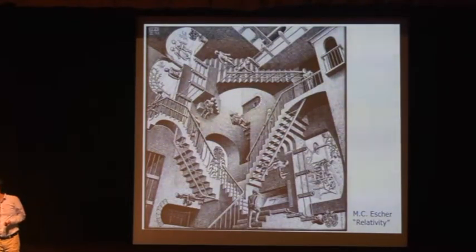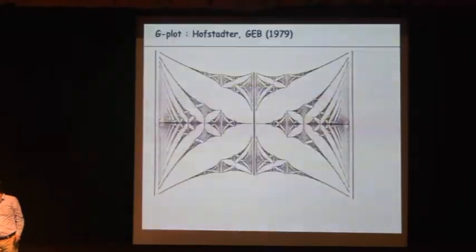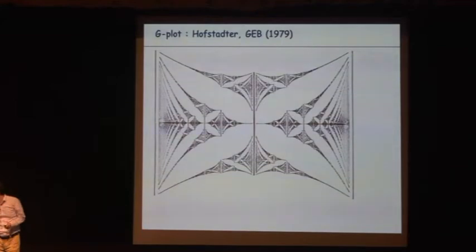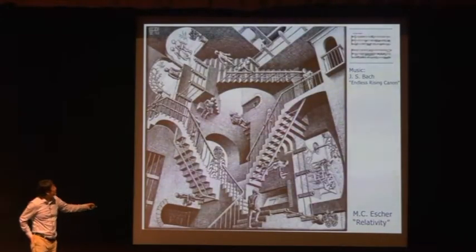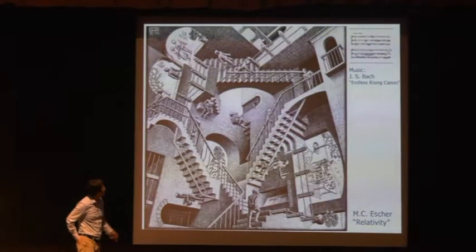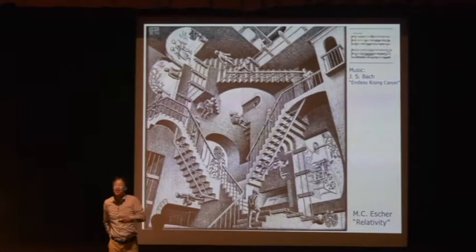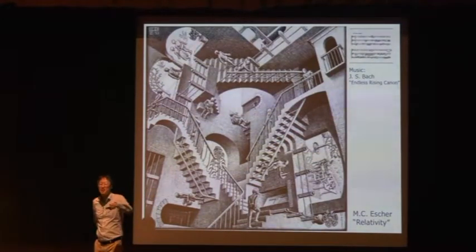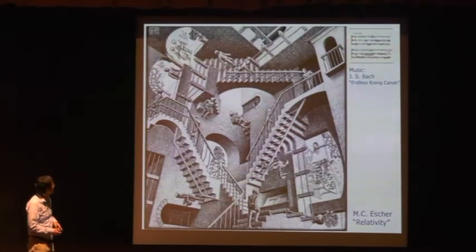And another intriguing part is Bach's music. I cannot make this animation, but if you just look at Bach's canons, called the endless rising canon, you can see this very intriguing circulation. It's not just simply repeating, but there are intriguing structures that appear in the periodicity.